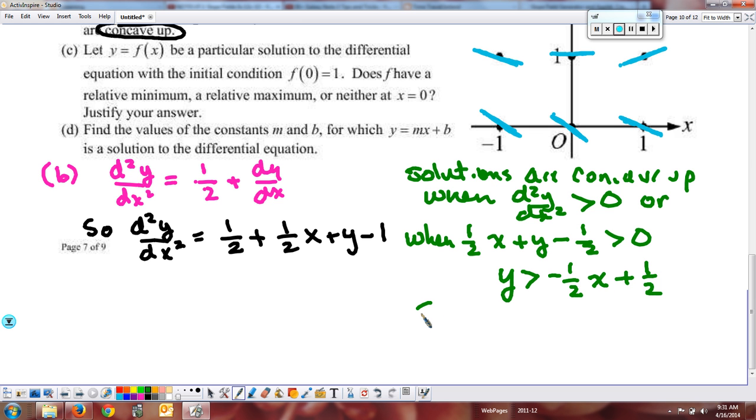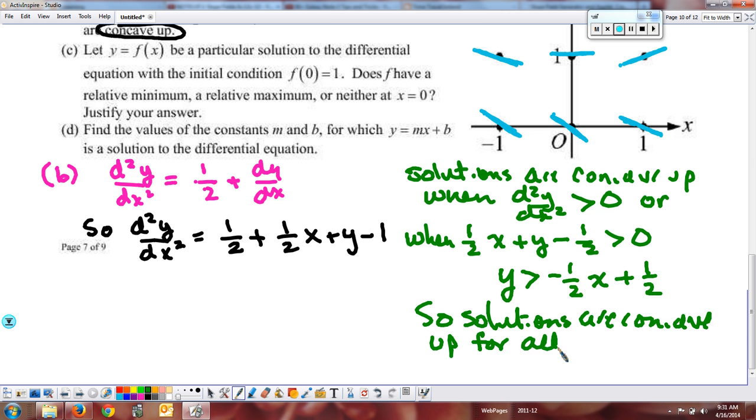Okay? So solutions are concave up for all points above the line y equals negative 1/2 x plus 1/2. Okay? So that was answer B.